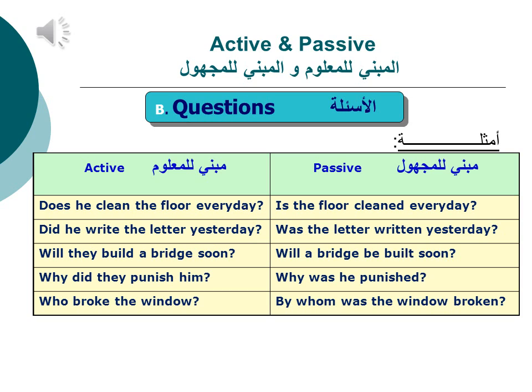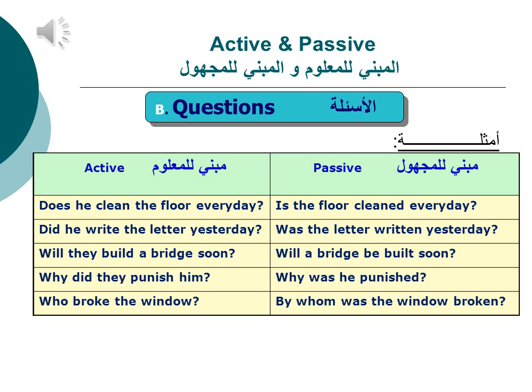So let's start with the first one. Does he clean the floor every day? The passive. Is the floor cleaned every day? Next one. Did he write the letter yesterday? Was the letter written yesterday? Next one, which is future simple because there is will. Will they build a bridge soon? The passive. Will a bridge be built soon?